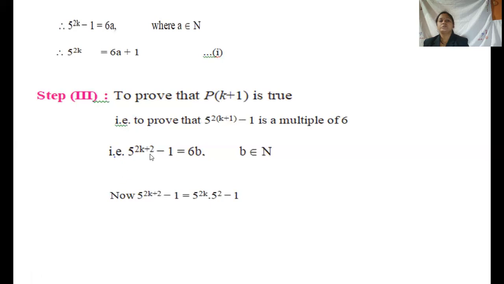Now 5 raised to 2k plus 2 minus 1 is equal to 5 raised to 2k into 5 raised to 2 minus 1, is equal to, 5 raised to 2 is 25, and the 5 raised to 2k term, that means, 25 into (6a plus 1) minus 1, which is 150a plus 24, is equal to 6, taking common, (25a plus 4), is equal to 6b, where b is equal to what? b is equal to 25a plus 4.